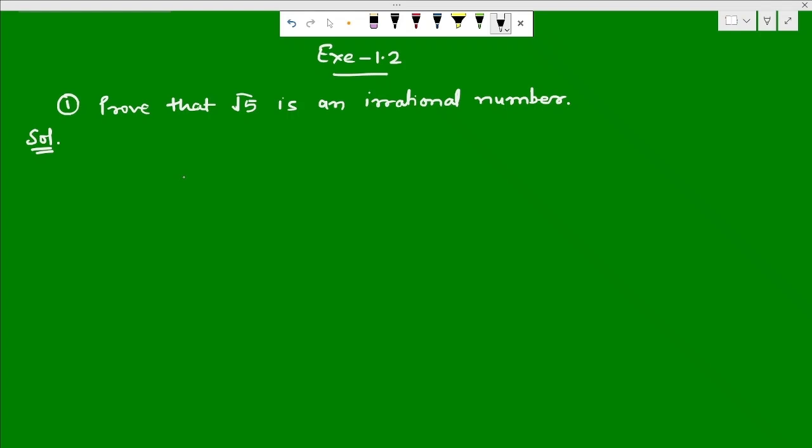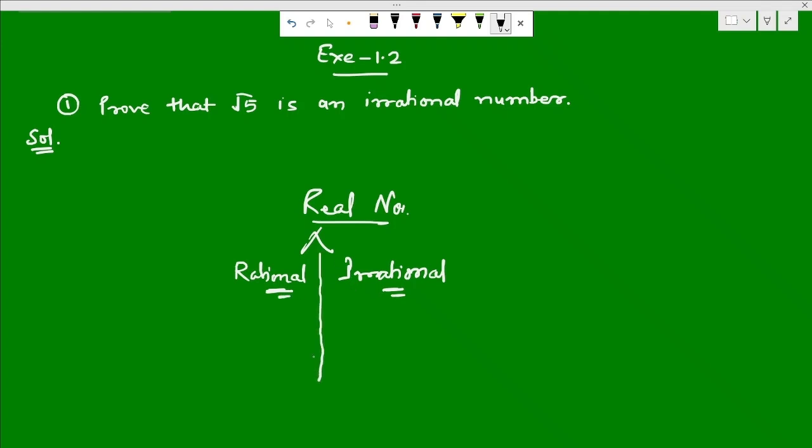Contradiction means we will be assuming something which is just the opposite of irrational number, and you must know that all real numbers are actually divided into two parts. One part is rational and another part is irrational. You must know that a number which is rational can't be irrational, and a number which is irrational can't be rational. The worlds of these two types of numbers are completely different. A rational number can never be irrational, and an irrational number can never be rational.